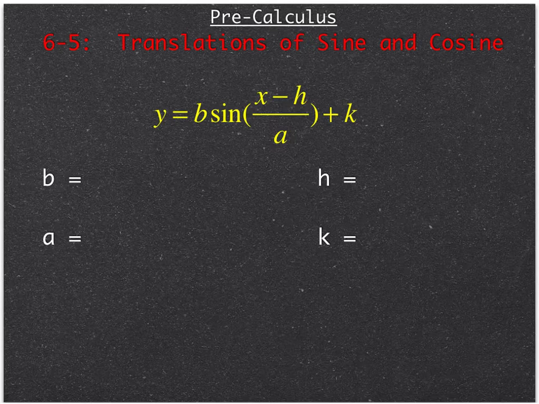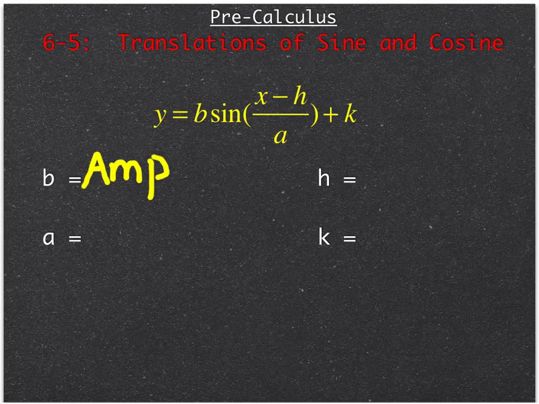Alright, so anyway, here's our fancy new equation. You might recognize this b and this a from previous times, and we're adding the h and the k here. So let's just review a little bit. The b and the a. The b, of course, is the amplitude. Tells you basically how high and how low the graph goes.